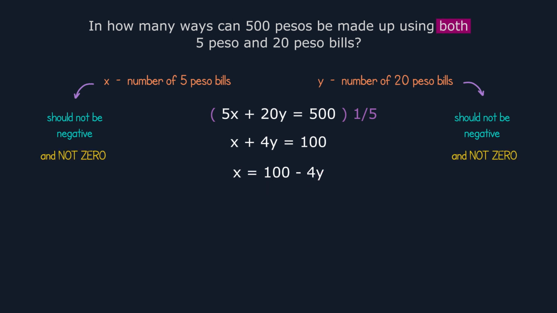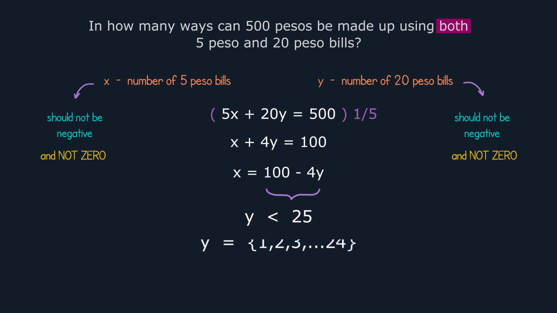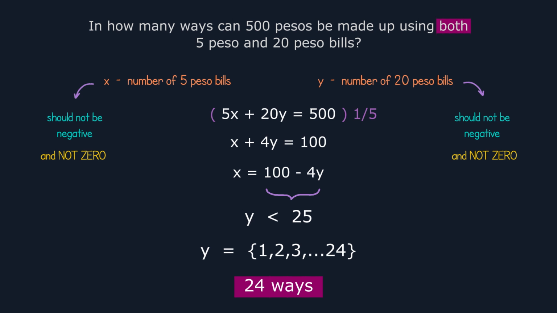Since we need both types of bills, we require x be greater than 0 and y also be greater than 0. Let's reconsider the range of values for y. We now know that y must be at least 1 and at most 24. Why? Because if y is equal to 25, x would become 0, which we can't allow. So instead of y ranging from 0 to 25, the correct range for y is from 1 to 24. That leaves us with exactly 24 possible ways to make up 500 pesos using both 5 peso and 20 peso bills. And that's the correct answer.